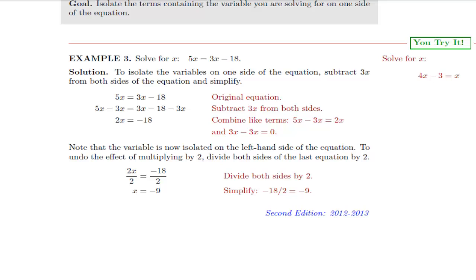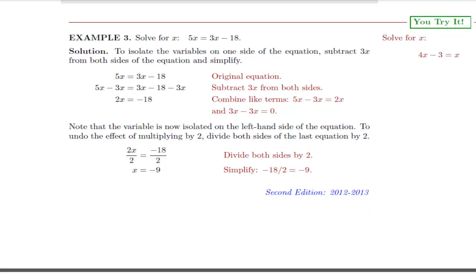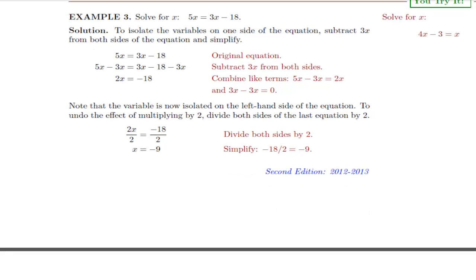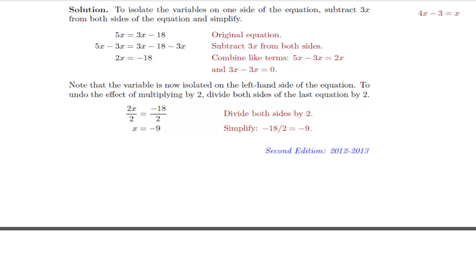We combine like terms, 5x minus 3x is 2x, and 3x minus 3x is 0. So we're left with 2x on the left side, and -18 on the right side. Note that the variable is now isolated on the left-hand side of the equation. To undo the effect of multiplying by 2, we'll divide both sides of the last equation by 2, so we get x equals -9.